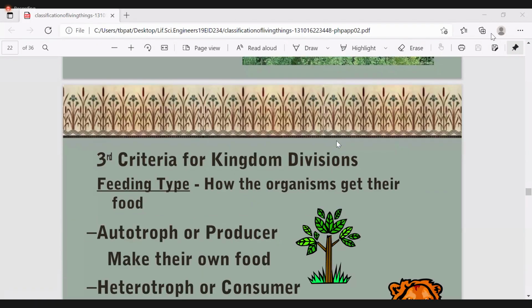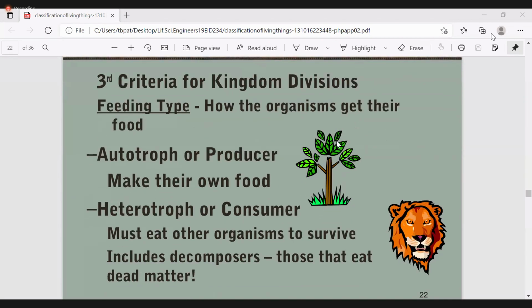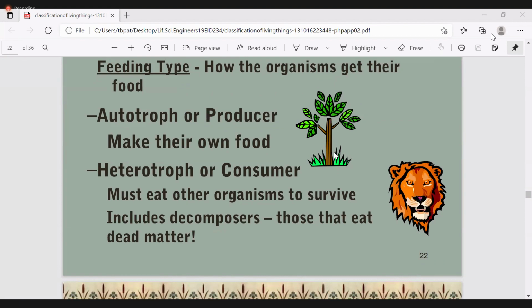The next criteria, from the kingdom classification point of view, is whether it prepares its own food. Is it a producer, an autotroph, through photosynthesis? The mechanism of photosynthesis, in the presence of sunlight, carbon dioxide, and water, prepares food in the form of carbohydrates, supplying ATP, adenosine triphosphate, the energetic substance. It prepares its own food.